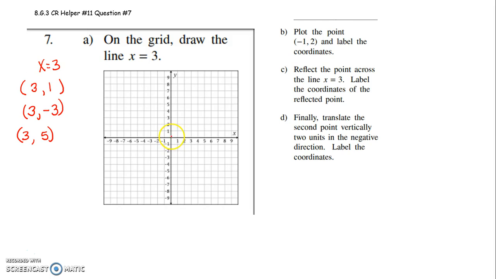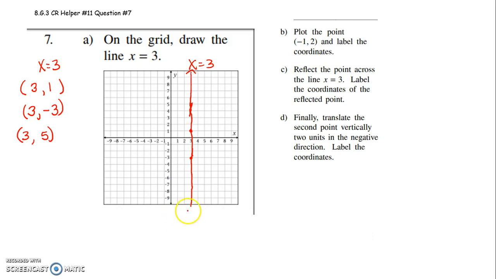So let's find out where all of the x's would be 3. Here's the point (3, 1). Here's the point (3, -3). Here's the point (3, 5). Hopefully you can see the line x equals 3. This is so ugly, sorry. I don't use a straight edge when I'm doing my videos. But this whole line will be x equals 3. So that's the line x equals 3.